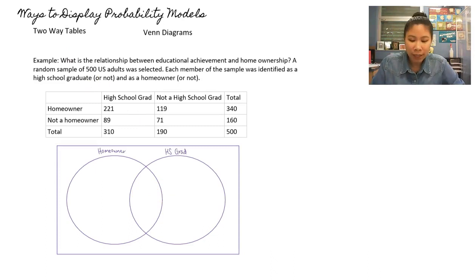So when we draw our Venn diagrams, the easiest way is to always start in the middle. So the people who are both a homeowner and a high school graduate. In our table, our two-way table, that would be these 221 people right here.